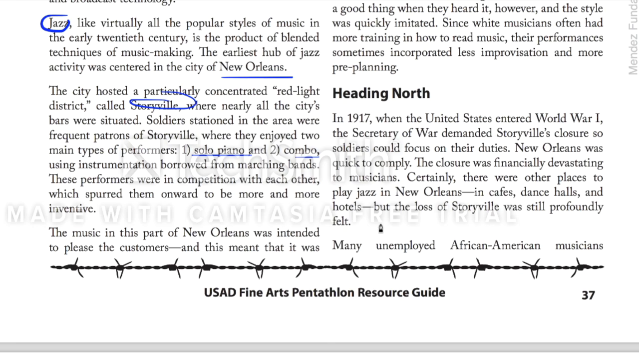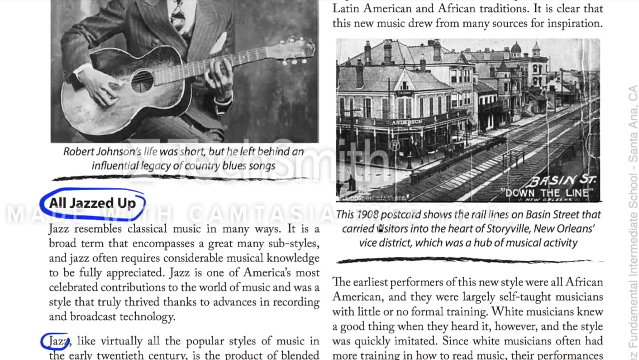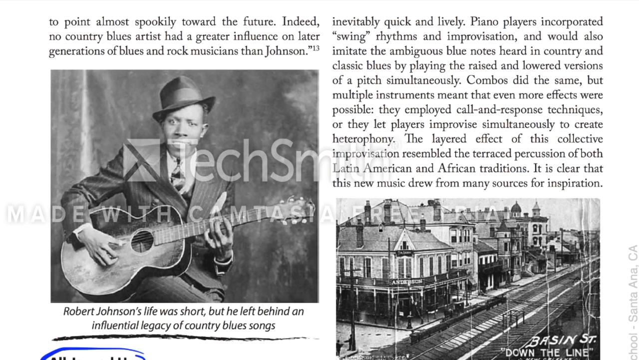The music in this part of New Orleans was intended to please the customers, and this meant that it was inevitably quick and lively. Piano players incorporated swing rhythms and improvisation and would also imitate the ambiguous blue notes heard in country and classical blues by playing the raised and lowered versions of a pitch simultaneously. Combos did the same, but multiple instruments meant that even more effects were possible.